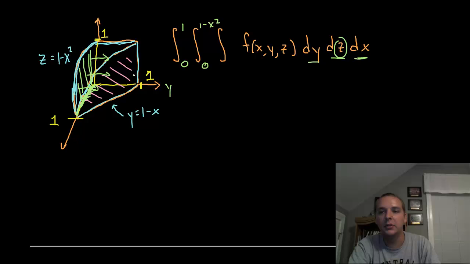Well, that would start at y values of 0, and then the y values would increase until they hit the plane. Now I would not say y goes from 0 to 1, because that would actually give me all these y values. That's too much. I actually want to just go until I bump into this plane right here, which is 1 minus x. So this would be the first representation of the triple integral of the order dy, dz, dx.